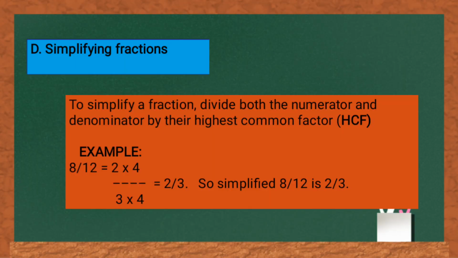Simplifying fractions. To simplify a fraction, we have to divide both the numerator and denominator by their highest common factor, which is known as the HCF. We have an example. We have 8 over 12, which is equals to 2 times 4 is equals to 8, and 3 times 4 is equals to 12. So in a simplified manner, 8 over 12 is 2 over 3.